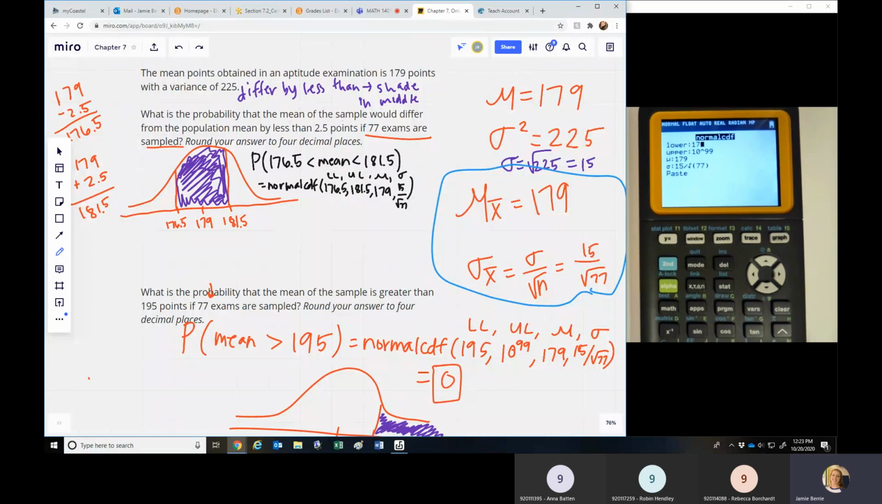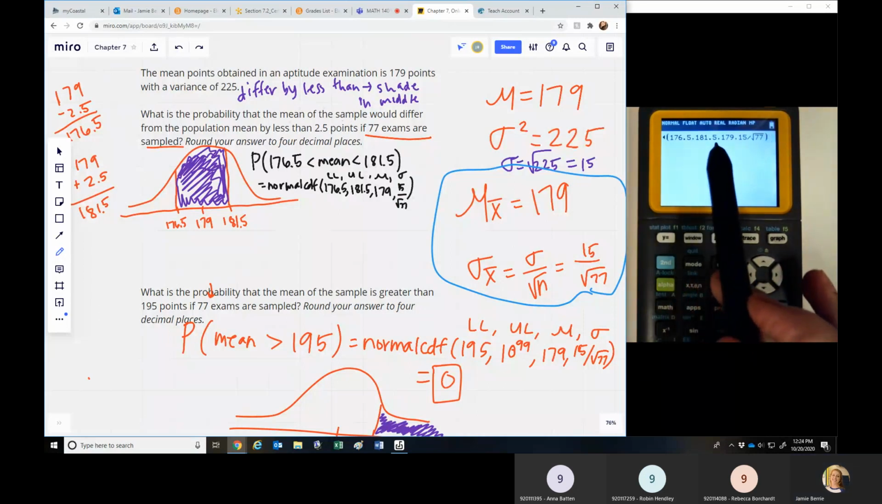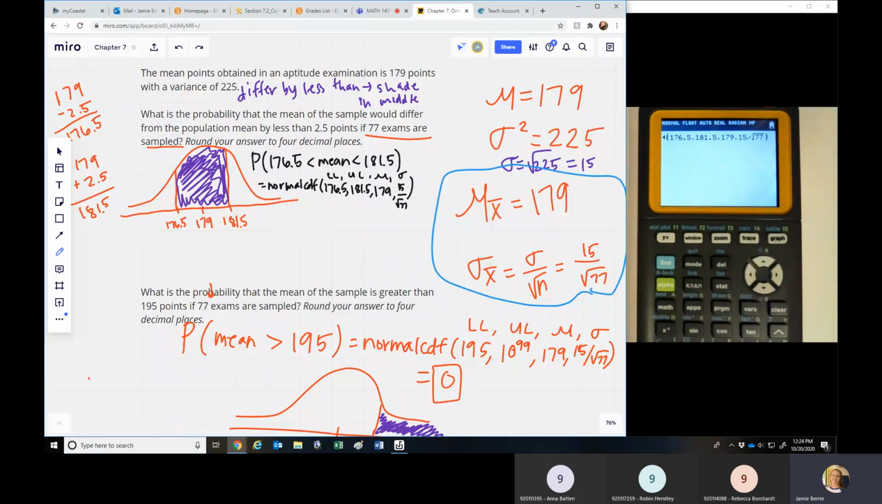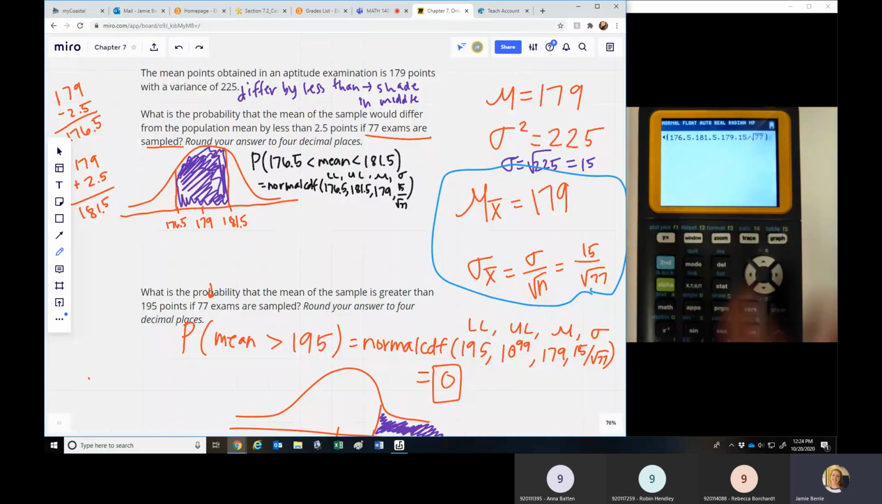Lower limit is 176.5. Upper limit is 181.5. 179 for the mean, 15 divided by square root of 77. So if you typed it in manually, it should look something like that. Make sure you have all your little commas in there. I know some people are using the Casio, but it should still look something like this. Lower limit, upper limit, mean, and standard deviation.